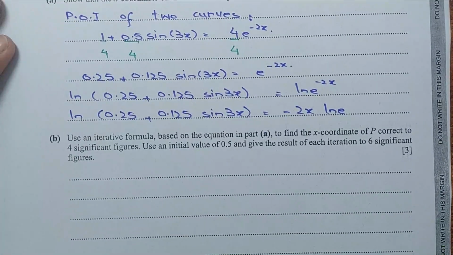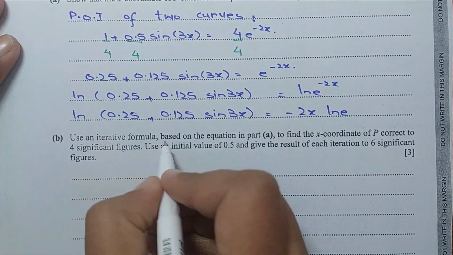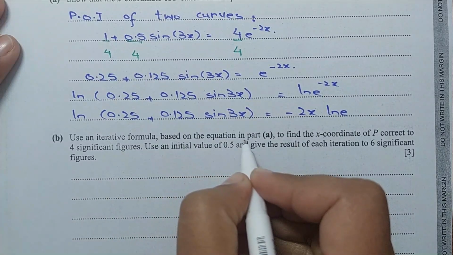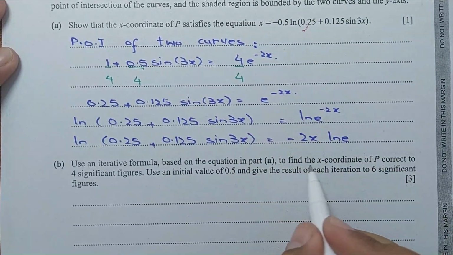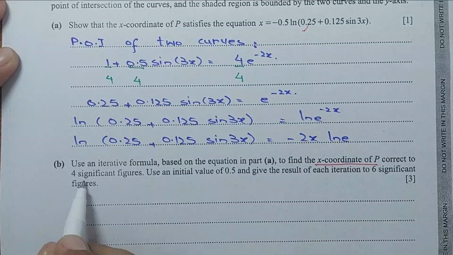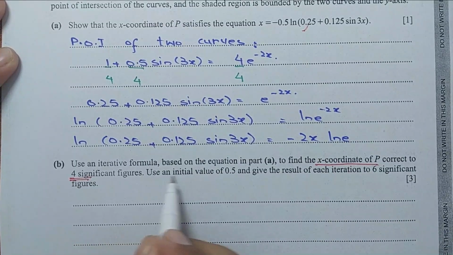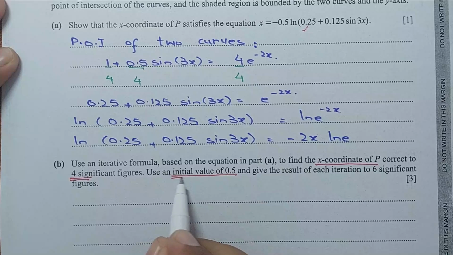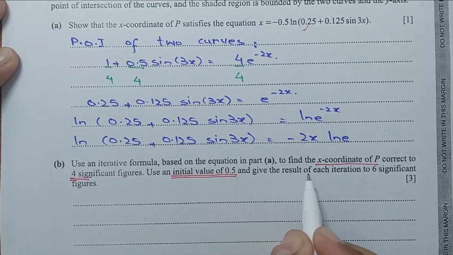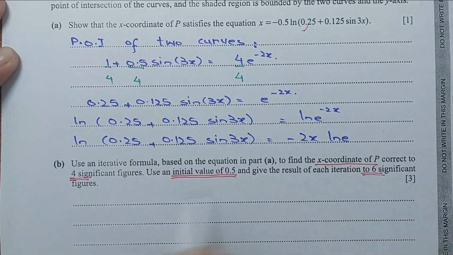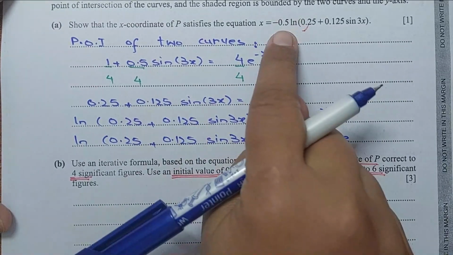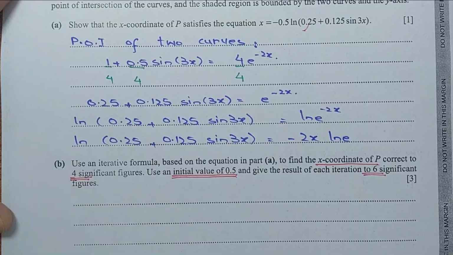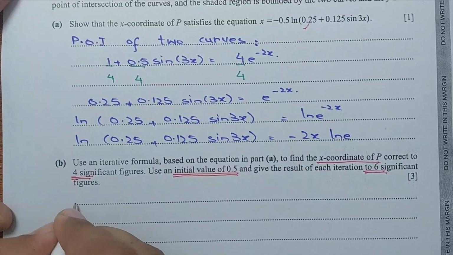Now moving to part B: use an iterative formula based on the equation in part A. This is the equation in part A. Find the x coordinate of P correct to 4 significant figures. Use an initial value of 0.5 and give the result of each iteration to 6 significant figures. Let's make an iterative formula.